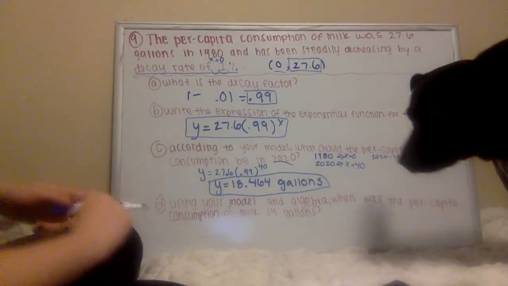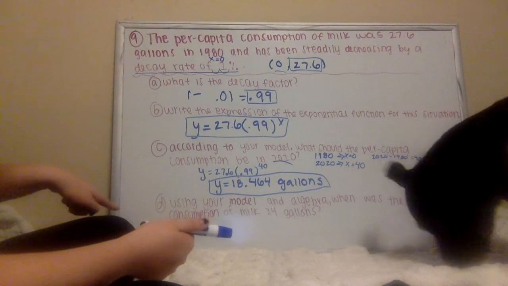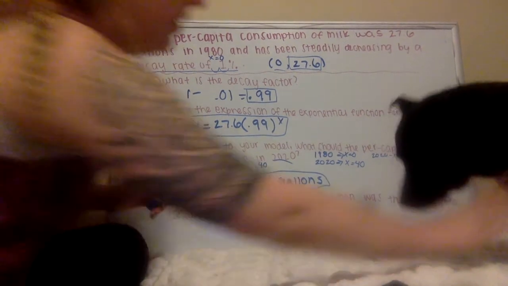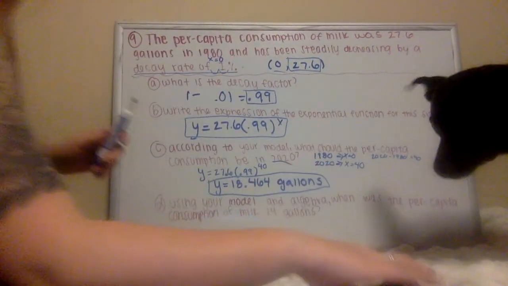Okay, and then for part D, it says, using your model and algebra, when was the per capita consumption of milk 24 gallons?